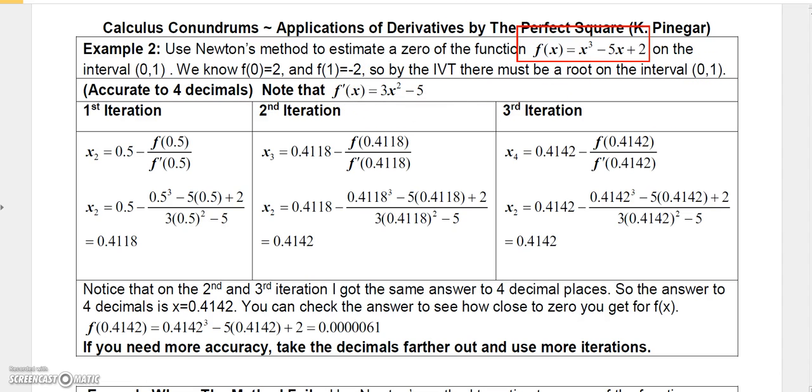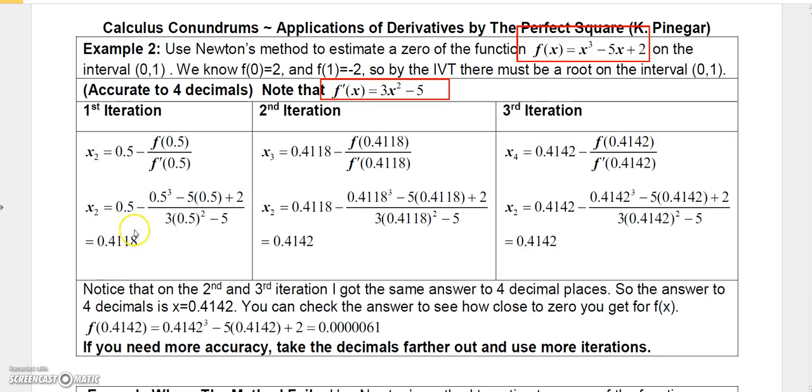Now I need the derivative. I've already got the function, so I need the derivative. The derivative is right there, 3x squared minus 5. Now, x1, remember, is 0.5. So what's x2? x2 would be 0.5 minus the function evaluated at 0.5, divided by the derivative evaluated at 0.5, so plug that in there. And you can see here I tried to show you how I plugged it into the function and into the derivative. And then I got 0.4118.